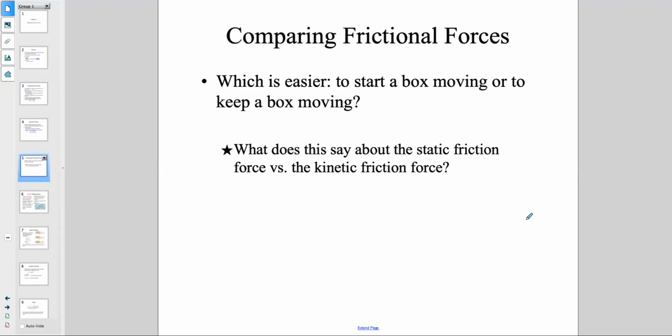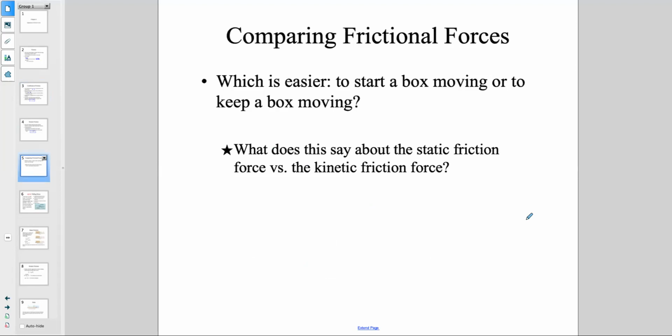So let's talk about this. Which one is easier, starting a box moving or keeping a box moving? What does this say about a static friction force versus a kinetic friction force? Usually it is much more difficult to start the box moving, but once the box starts to move, the amount of friction is less.